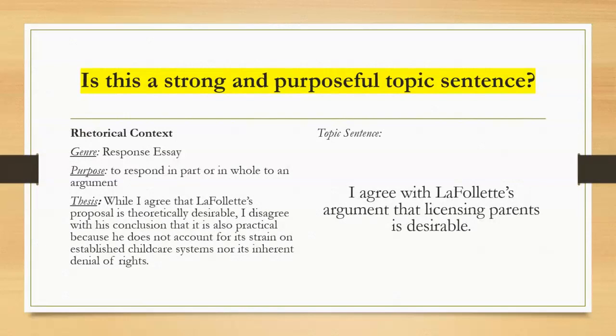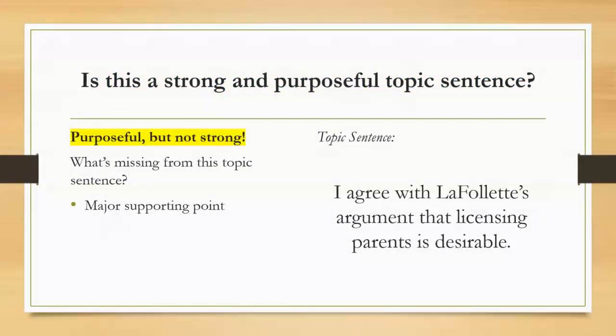So let's say that we add a little bit more to this topic sentence. Okay, we've revised it. We realize that it's not strong, it's not purposeful, right? So now we say, "I agree with La Follette's argument that licensing parents is desirable." It's a little bit better, right? Let's think about whether this is both a strong and purposeful topic sentence. It is purposeful, but it is not strong. So yes, it gives us some context of response.